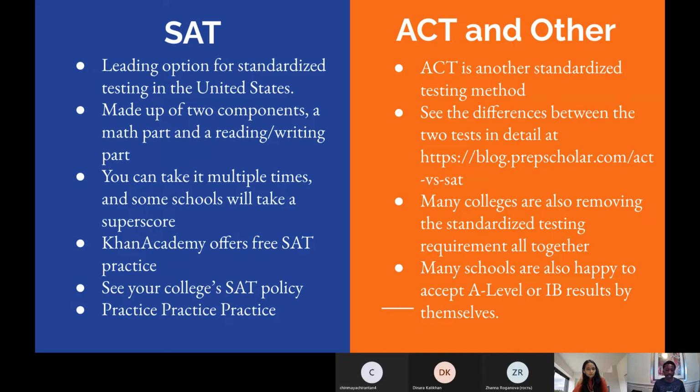You can take the SAT multiple times, and some schools will take what is known as a super score. So a super score is when they take your best math score. Let's say I've taken the SAT 3 times, and I got 660, 700, and 750 in math, and 720, 610, and 730 in English. They'll take the 750 in math and the 730 in English, even if they were taken at separate times. This again depends on your school's SAT testing policy, but a lot of schools are now taking the best of your SAT scores.